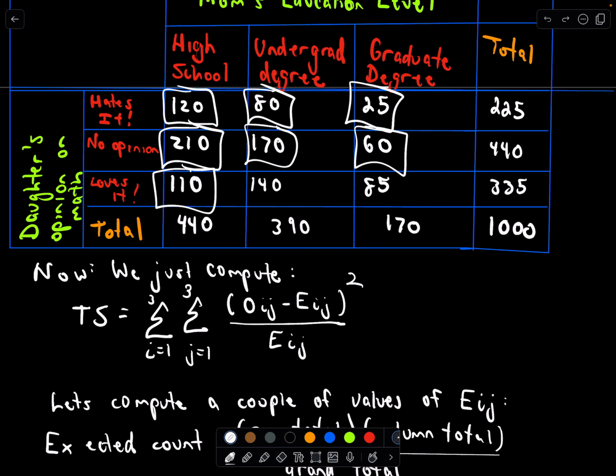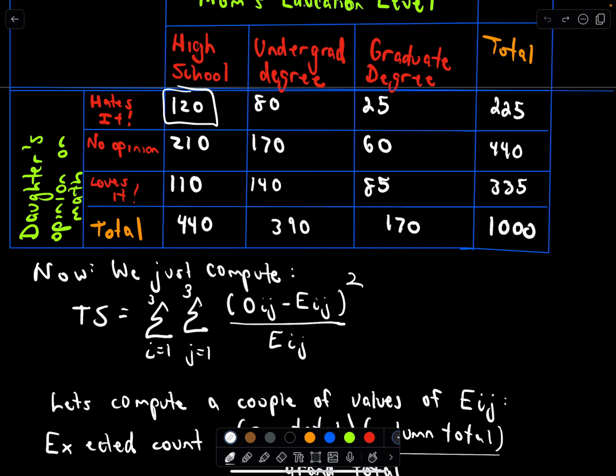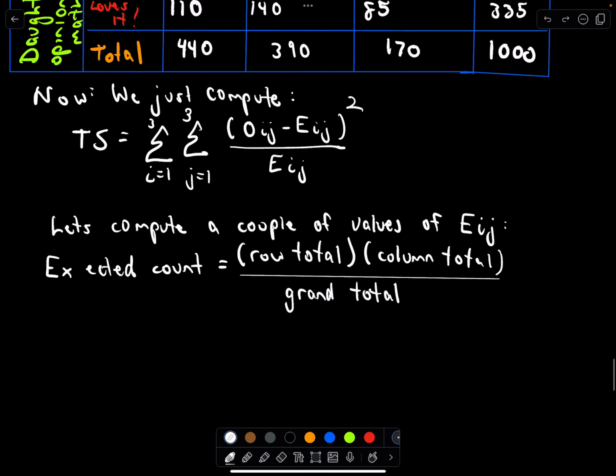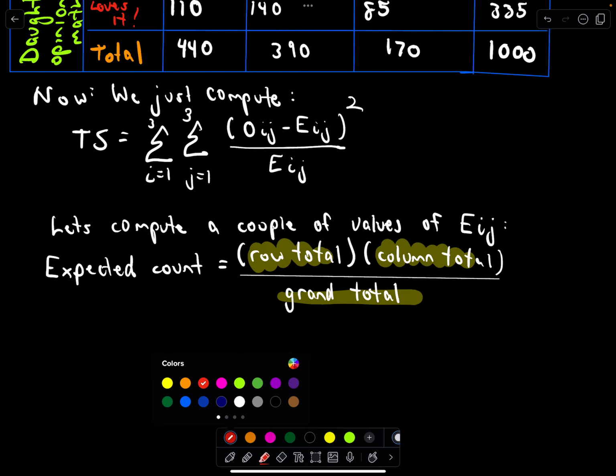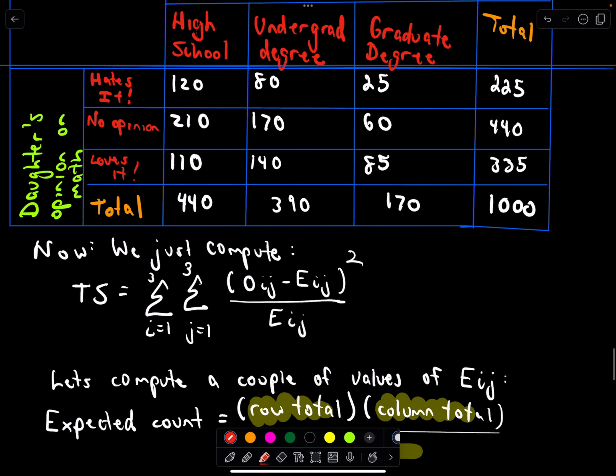Now, the question is, how do we get the expected values? That's what I'm going to need. And to get an expected count, we take a row total and multiply it by a column total, and we divide that by the grand total. So let's do a couple examples, and then I'll just fill the rest of them in.